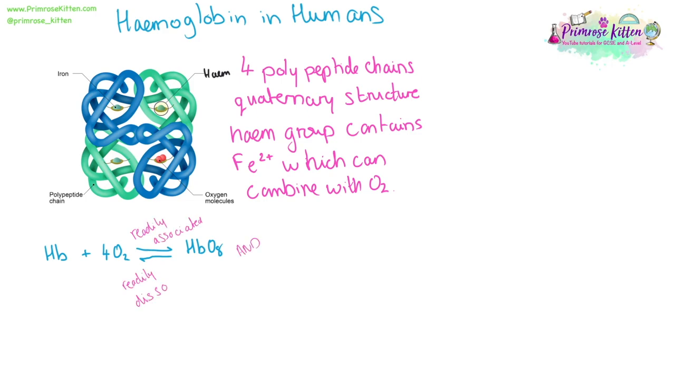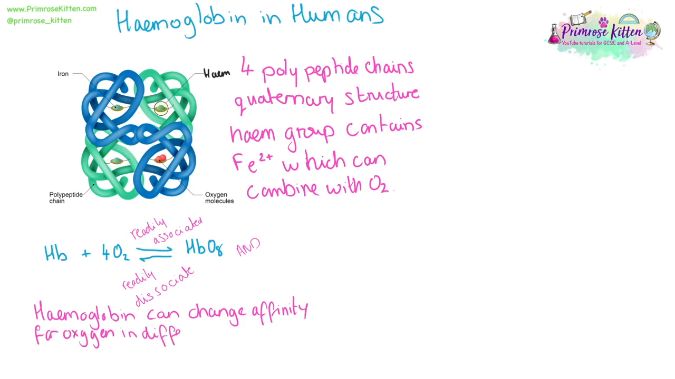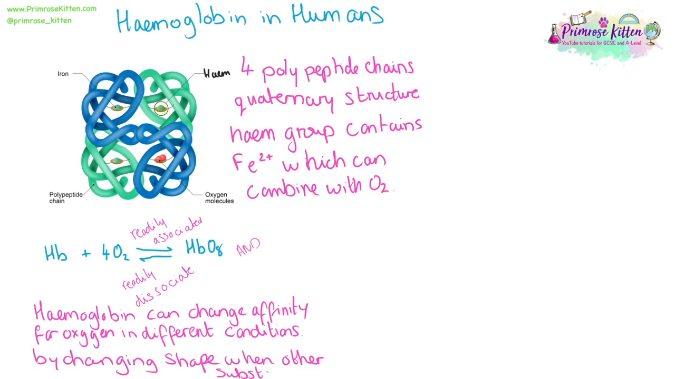Oxygen will readily associate with hemoglobin and readily dissociate with it. Meaning that hemoglobin can change its affinity for oxygen in different conditions. This is done by changing shape when other substances are present.